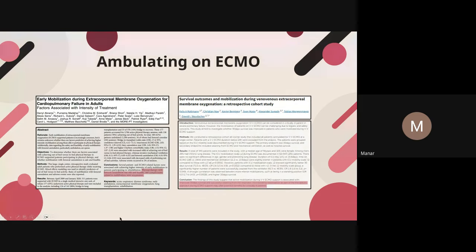I would also like to talk about mobilizing and ambulating on ECMO. So this just means that we're moving the patient while he's on ECMO. Now, I put those two studies. The first study is actually talking about the fact that ambulating, is it safe or is it not? And they found that it is in fact safe, and it can be done on ECMO patients.